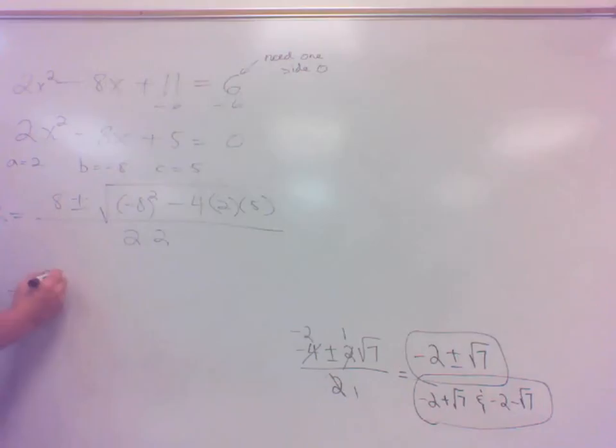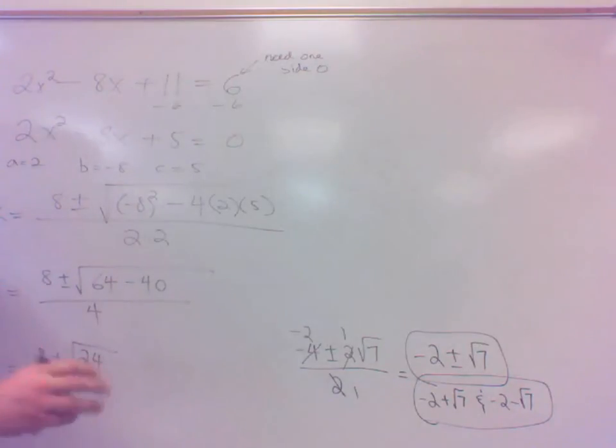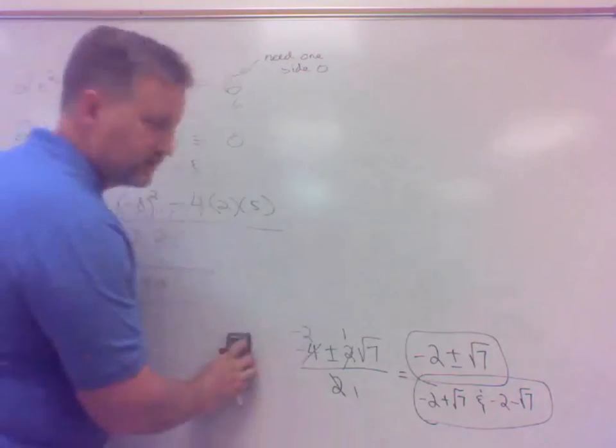So this winds up being 8 plus or minus the square root of negative 8 squared. I am squaring the negative, so that's negative 8 times negative 8. That's positive 64. Minus 4 times 2 is minus 8 times 5 is minus 40. So I'll wind up subtracting 40 here in the square root, and then dividing all by 4, which gets me x equals 8 plus or minus the square root of 24 over 4. Pretty good answer. All I need, though, is to simplify.